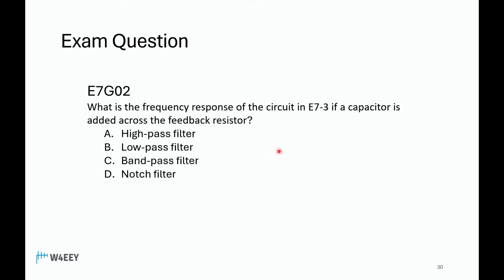What is the frequency response of the circuit in E7-3 if a capacitor is added across the feedback resistor? Well, I didn't put the diagram in here. I'll have to fix that for the next time. But remember, we talked about putting a capacitor across a feedback resistor. What will that make the circuit do? Low pass. Bravo. Yes, low pass filter, correct. And the main point of that is you can put all kinds of things in that feedback loop to make the op amp do all kinds of interesting things.